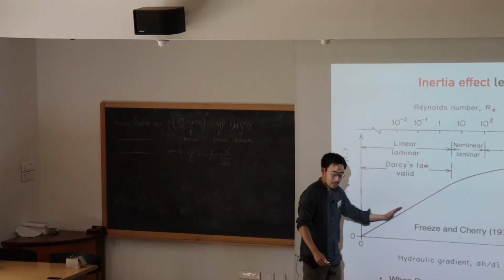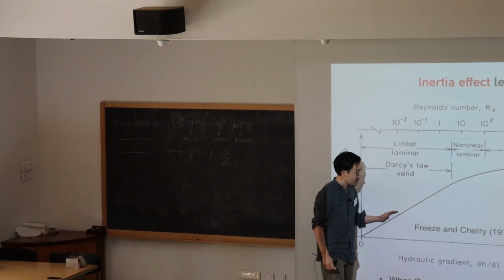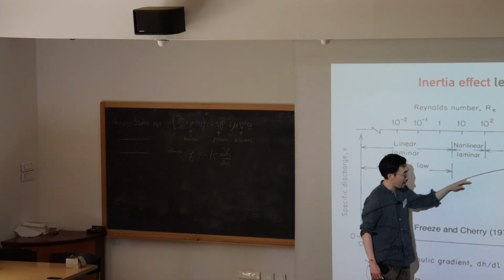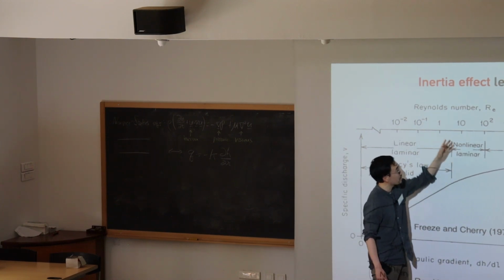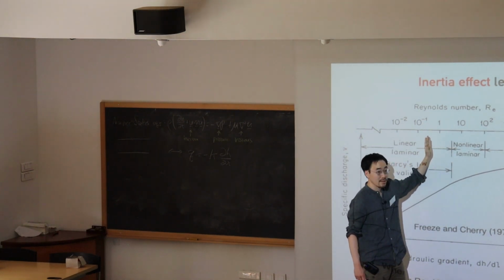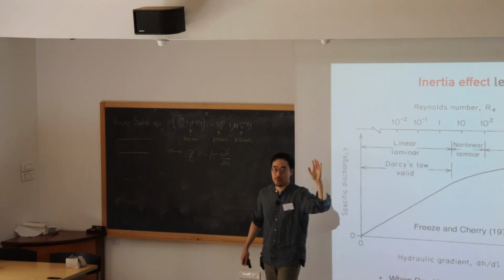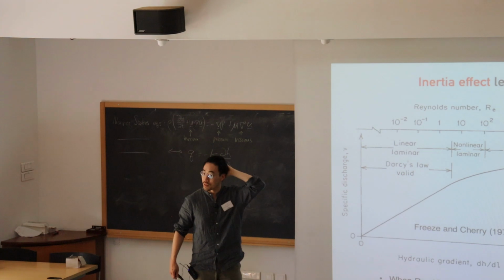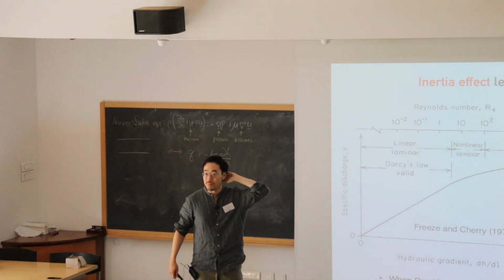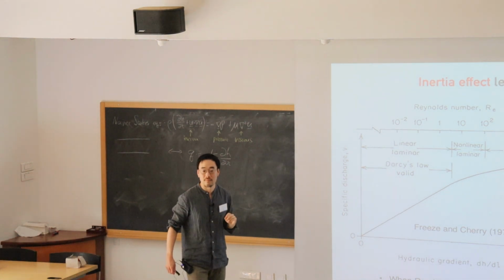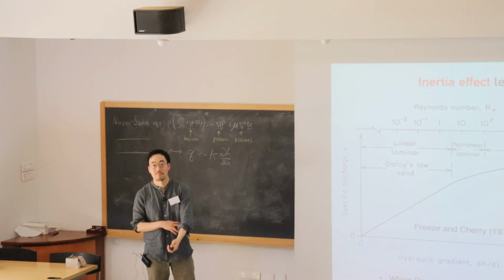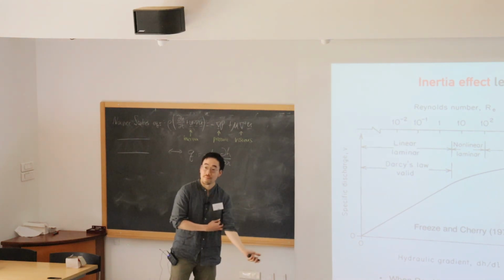Exactly. So the slope is simply K, right? And K is decreasing, right? As we are increasing the flow, or as the inertia effect kicks in, right? Why is that? Why do you think the permeability or hydraulic conductivity is decreasing? Because the turbulence gets in the way of the water going through the rock.